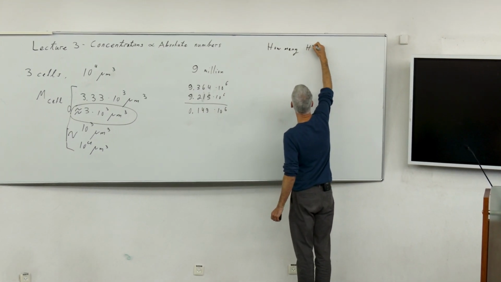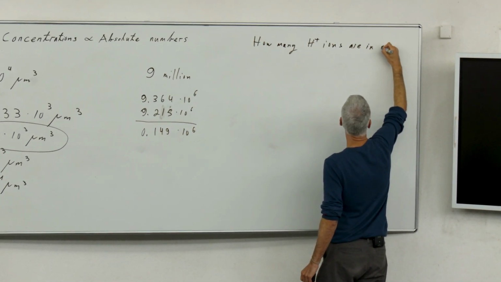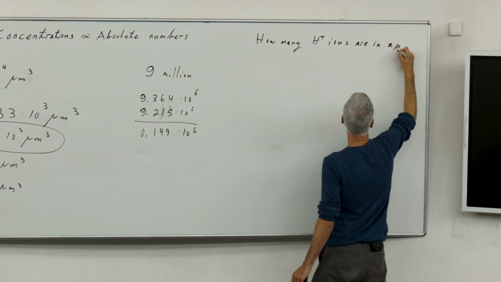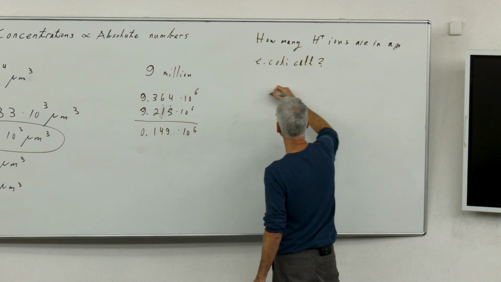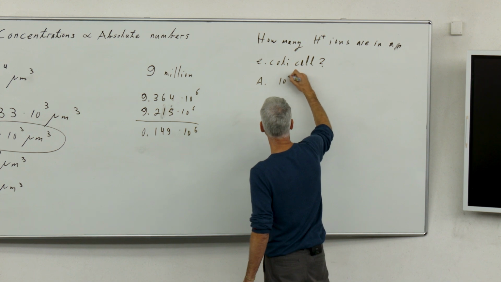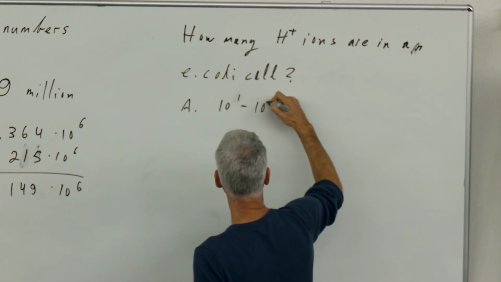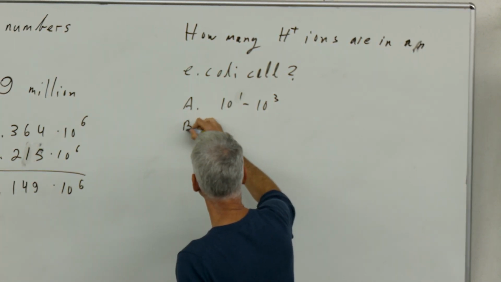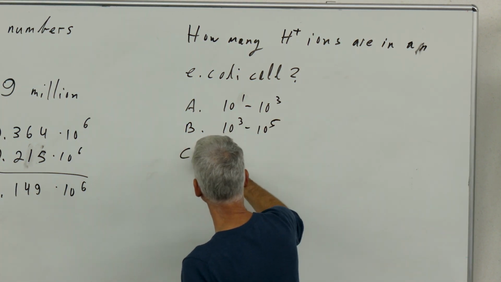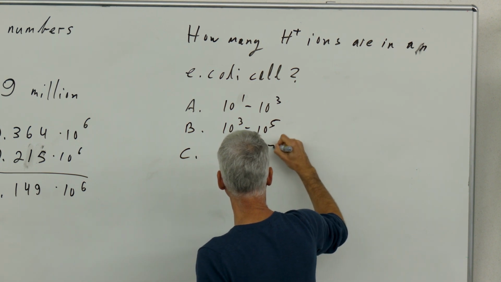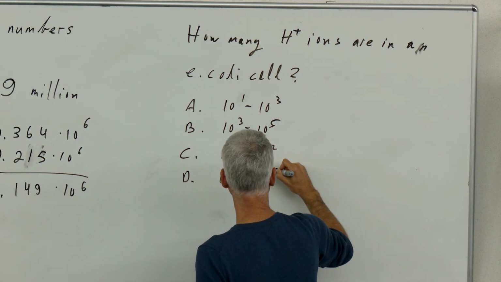How many hydronium ions are in an E. coli cell? And we had several options. One was 10 to the 2 to 10 to the 3, 10 to the 3 to 10 to the 5, 10 to the 5 to 10 to the 7, and 10 to the 7 to 10 to the 9.